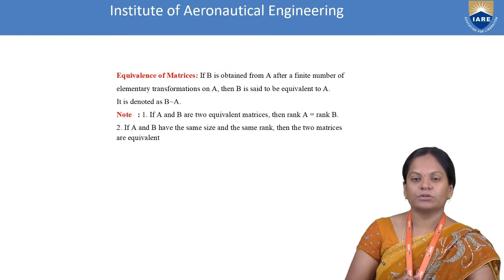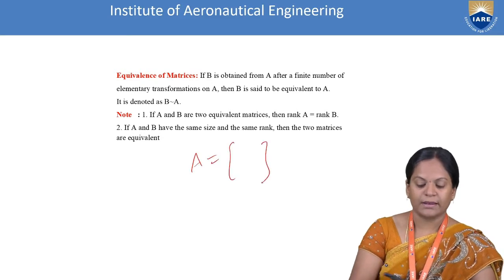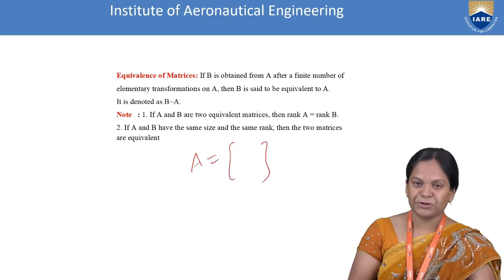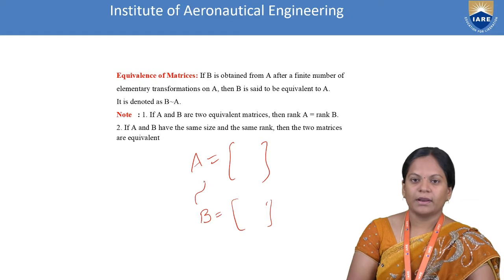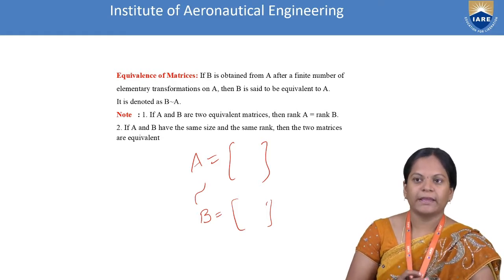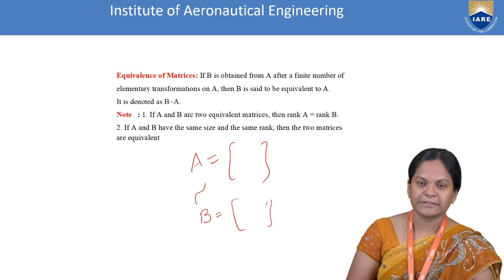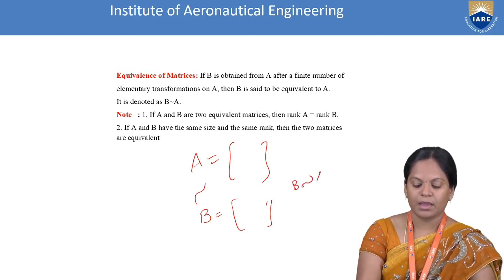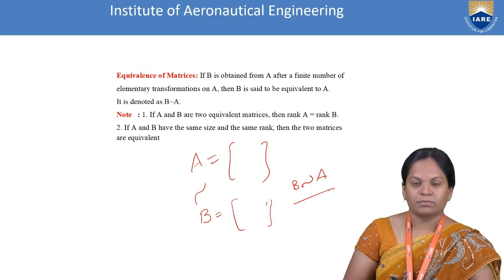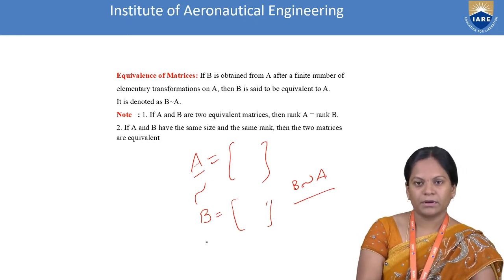Before going into that, we should know equivalent matrices. Given A is a matrix of any order. Now after applying some elementary transformations, we get another matrix B. Then B and A are equivalent matrices. If B is obtained after a finite number of elementary transformations on A, then B is said to be equivalent to A, and it is denoted by B is equivalent to A. So if A and B are two equivalent matrices, then rank of A is equal to rank of B.